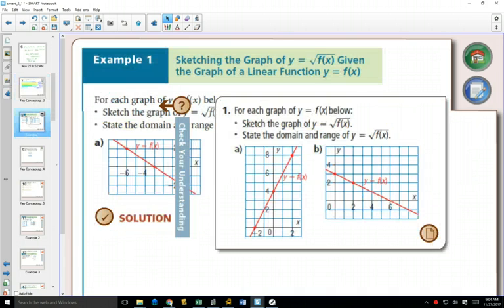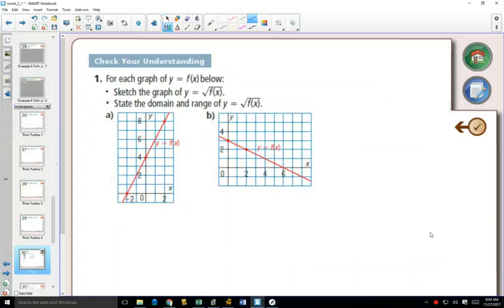So if we go back to example 1, the first thing we're going to look at is where is our graph equal to 0? That's right there. Where is our graph, the y values, equal to 1? That's right there. Between 0 and 1, your square root graph is going to be slightly above. And after 1, in other words, after your y values are equal to 1, your square root graph is going to be below.